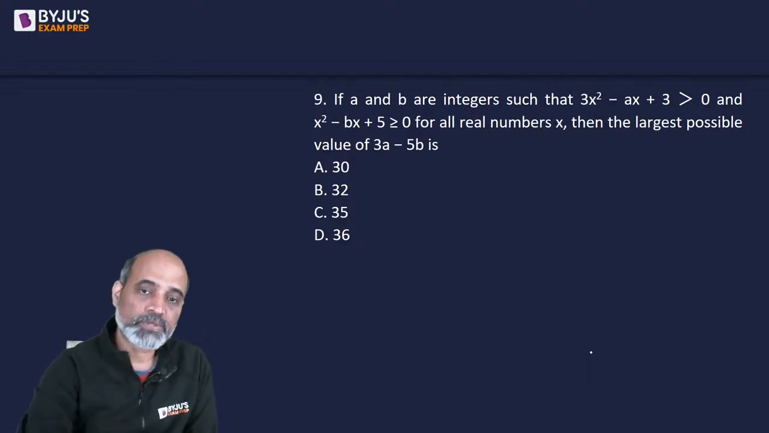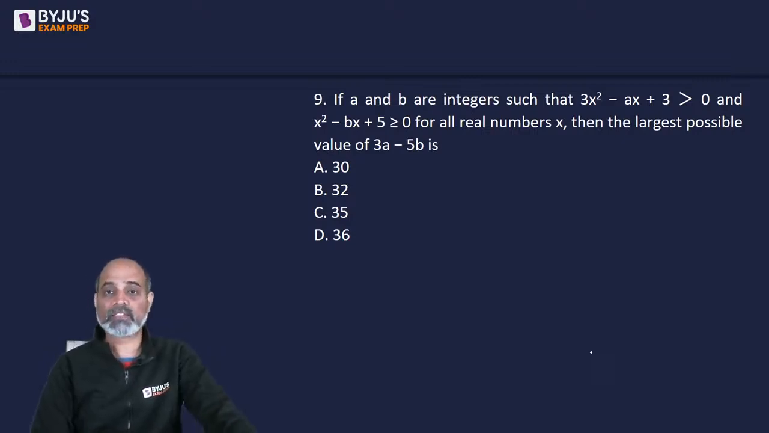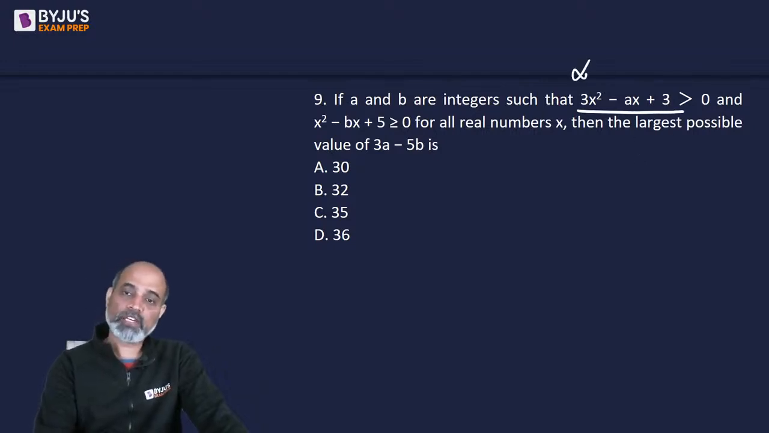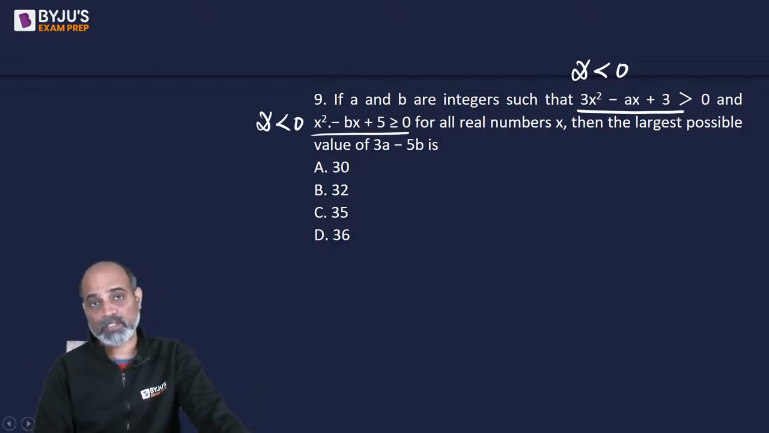The next one: if a and b are integers such that the given quadratic is positive and the given quadratic is also positive for all real numbers x, then the largest possible value of 3a minus 5b is. Well, a given quadratic is always positive only when the discriminant is negative. Same is true for the next one. इसका भी discriminant negative होगा तभी possible है.